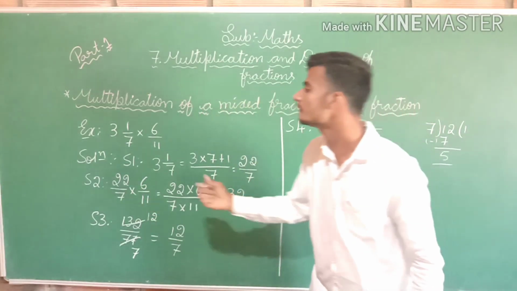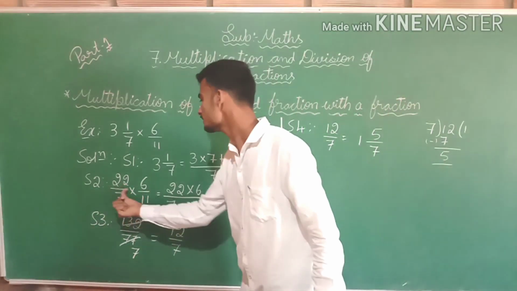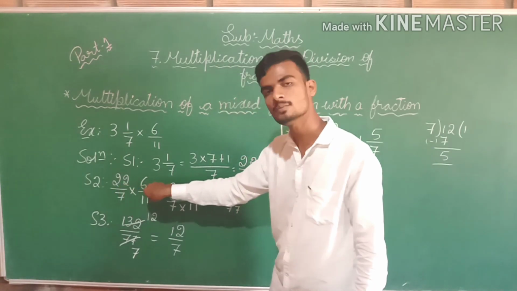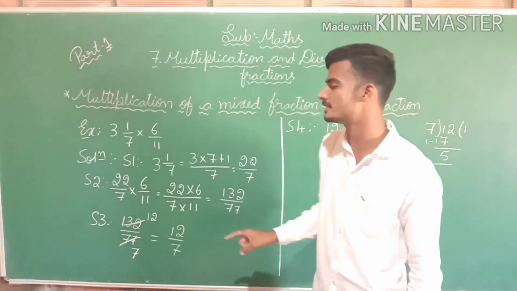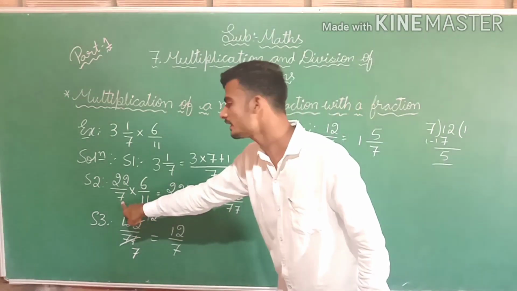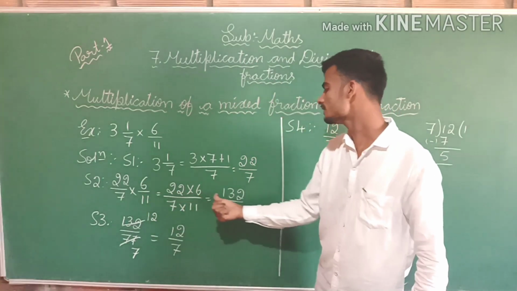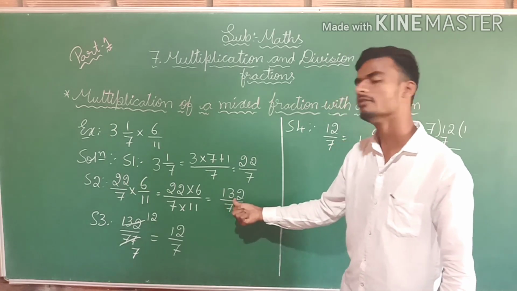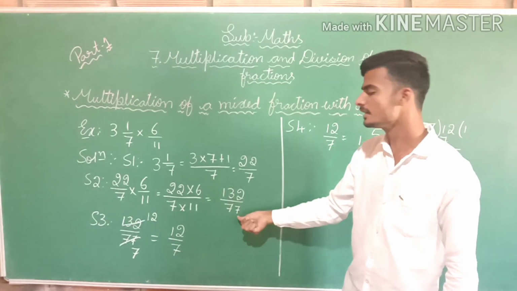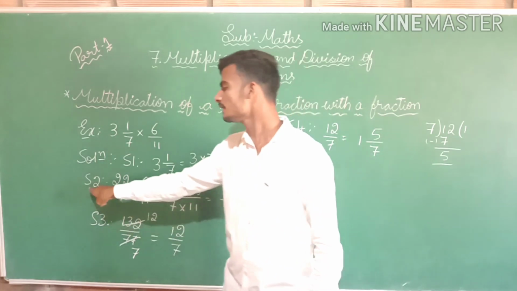Then what we have to do? We have to multiply the fractions. Both the fractions we have to multiply, the numerator with the numerator and the denominator with the denominator itself. 22 into 6, you will get 132. Then the denominator, 7 into 11, you will get 77. This is step 2.